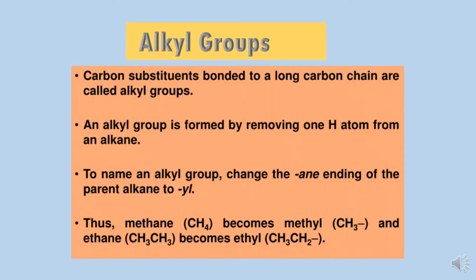And next is the identification of alkyl groups. You need to identify how many carbon atoms are present in that branch or substituent. Accordingly, we can give the name in the form of alkyl by changing the ANE of the parent alkane to YL. For example, methyl comes from methane, so the name methane changes into methyl. And similarly, ethyl comes from ethane.